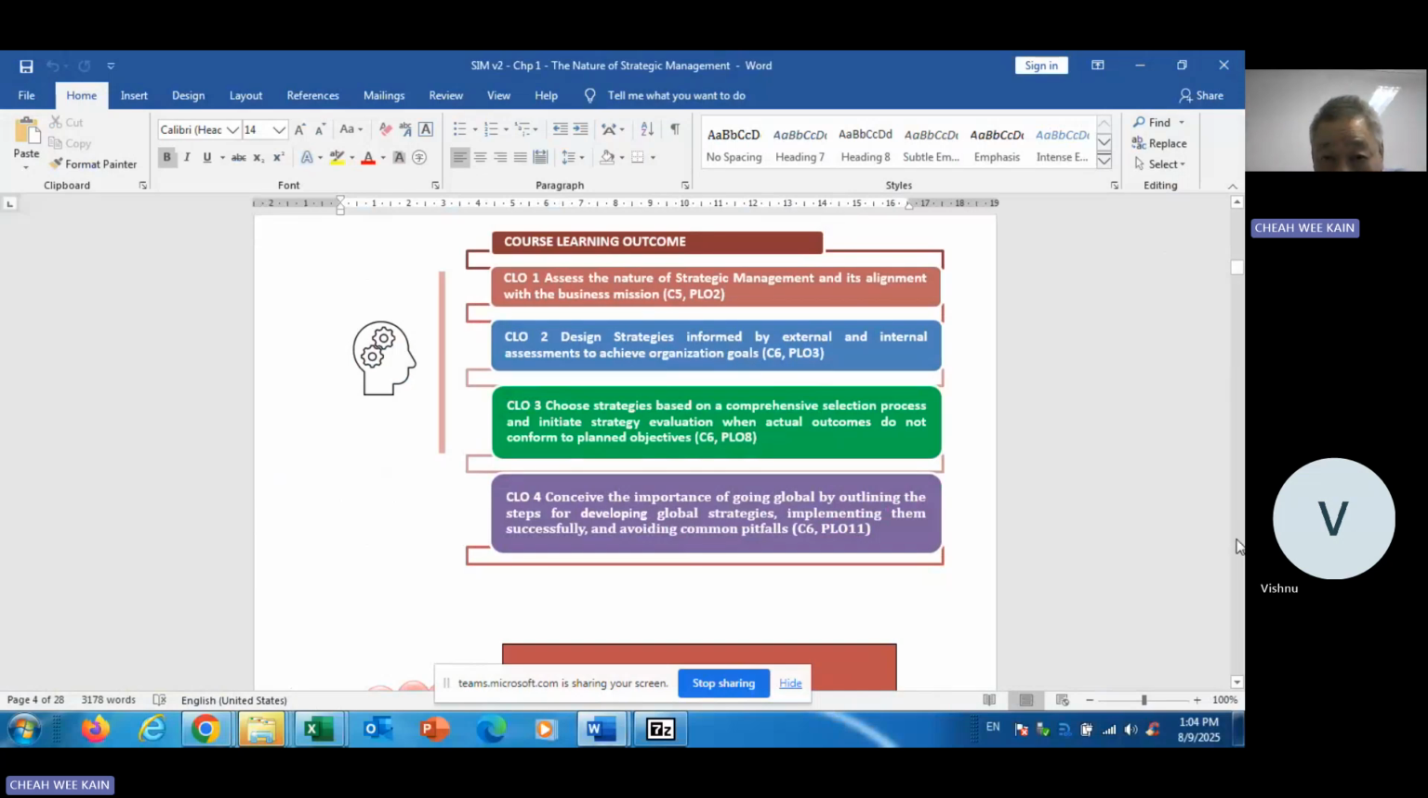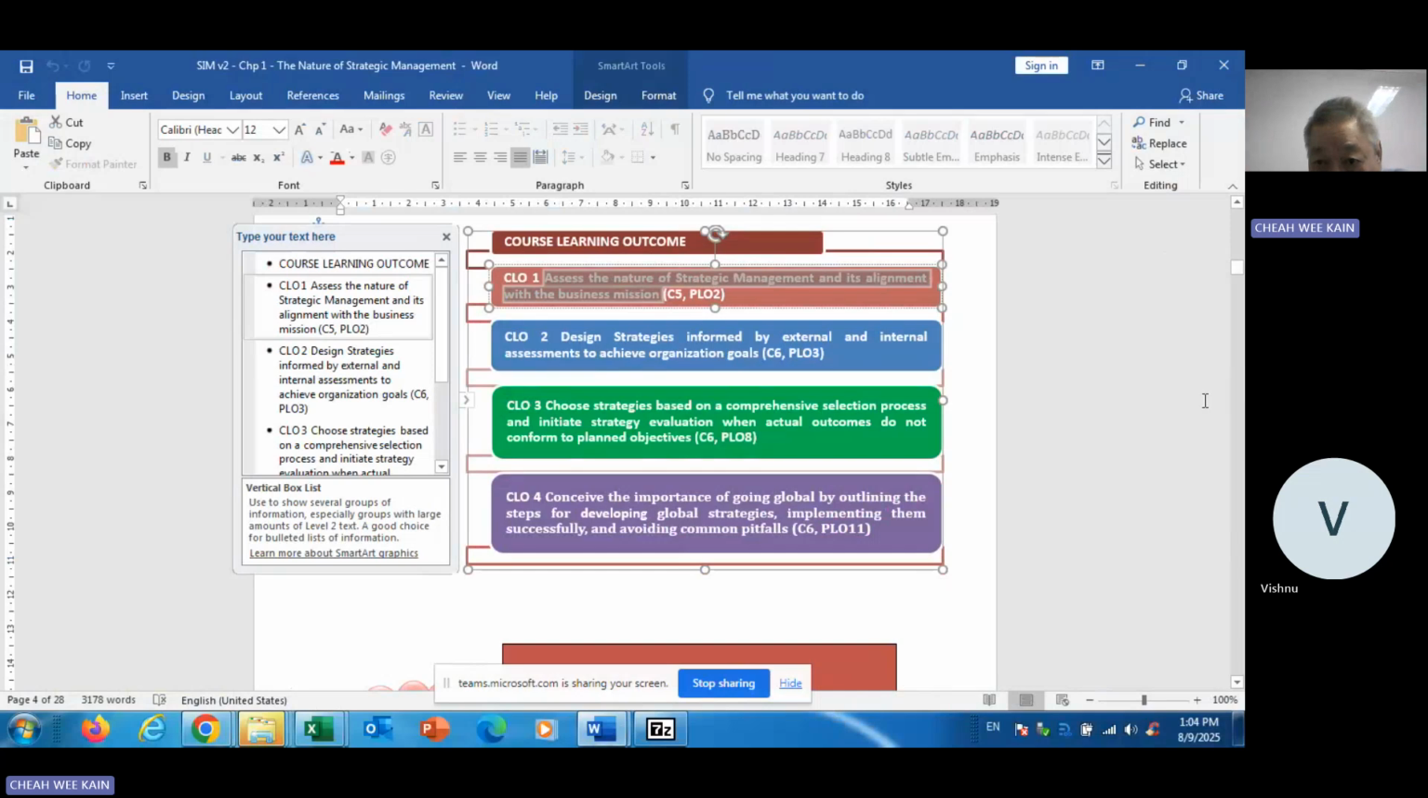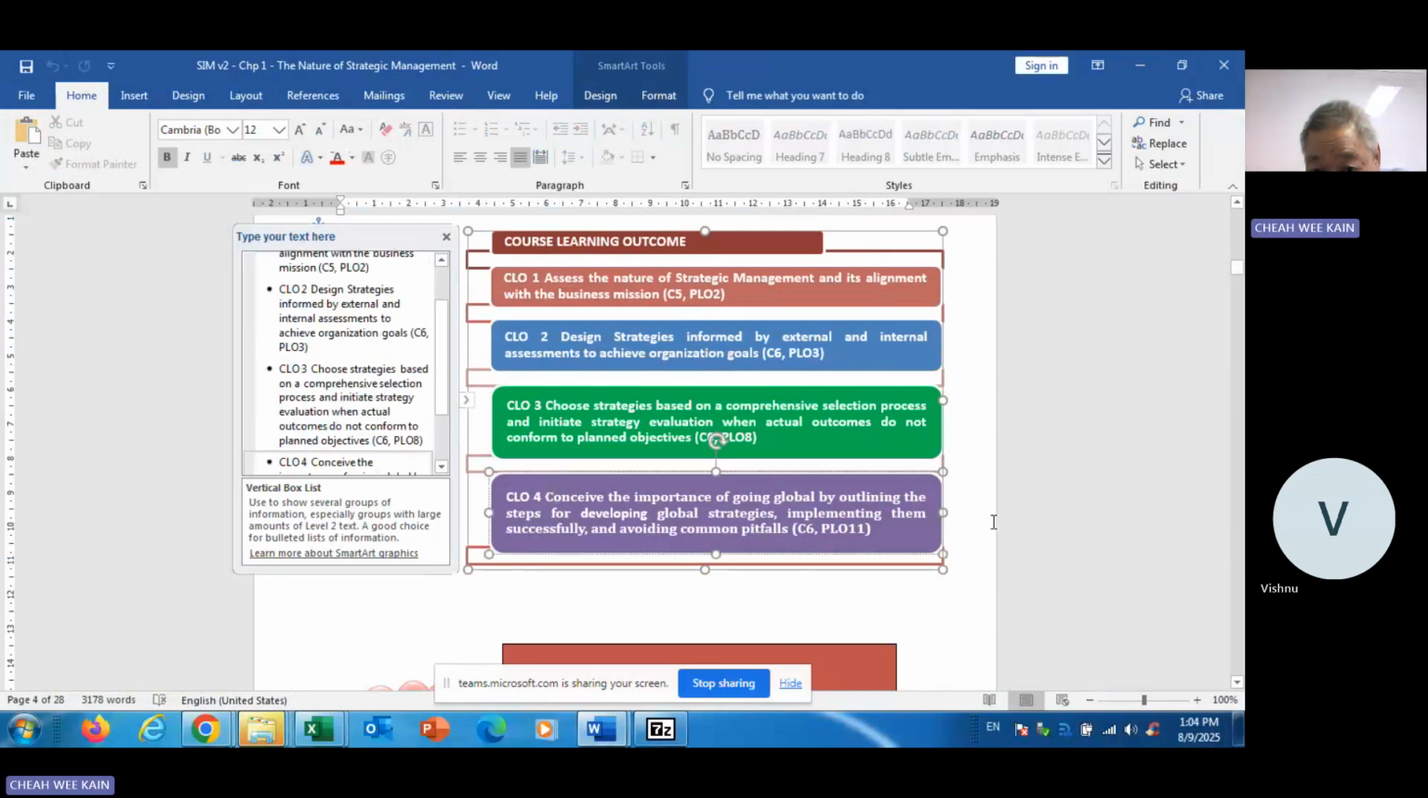So we look at topic one. Topic one is the nature of strategic management, and this is the course learning outcome. At the end of this session, course learning outcome number one, you should be able to assess the nature of strategic management in its alignment with the business mission. Course learning outcome number two is to design strategies informed by external and internal assessment to achieve the organization's goals. And of course, number three, choose strategy based on a comprehensive selection process, with initial evaluation when actual outcomes do not conform to plan objectives, and your CLO4, appreciate the importance of going global.